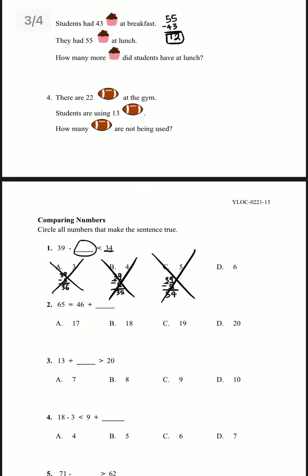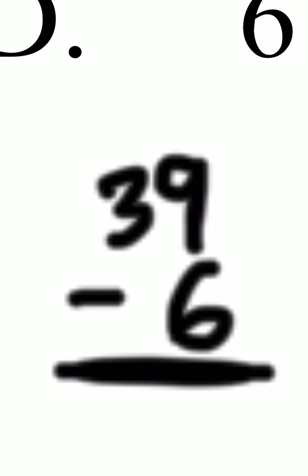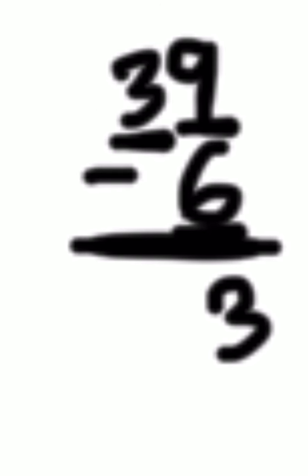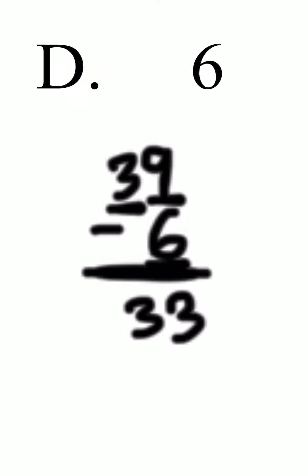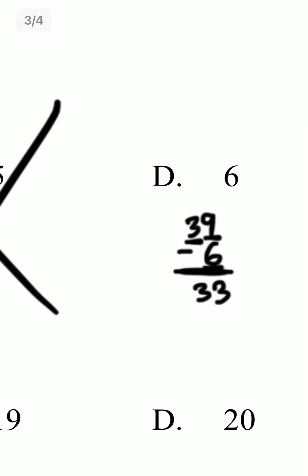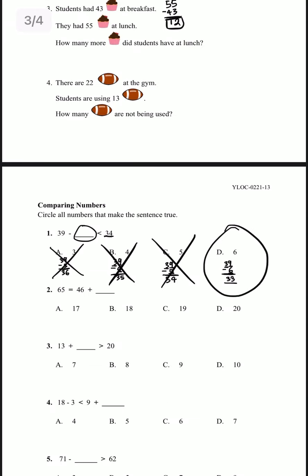Let's look at D. 39 minus 6. 9 minus 6 is 3. And 3 minus 0 is 3. So, if we look, 33 is less than 34. So, D is the answer for number 1. Let's move on to the next page.